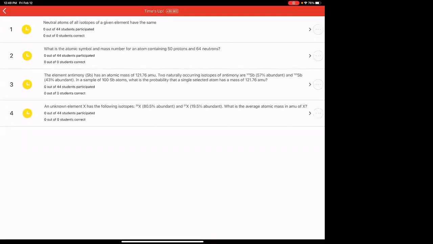Why does antimony not have 122? Well, because it can't. Look at your different isotopes. One of them has to be 121, which means it has to be really close in AMUs to that number, and 123. In general, in nature, why is there not 122? It has to do with stability.